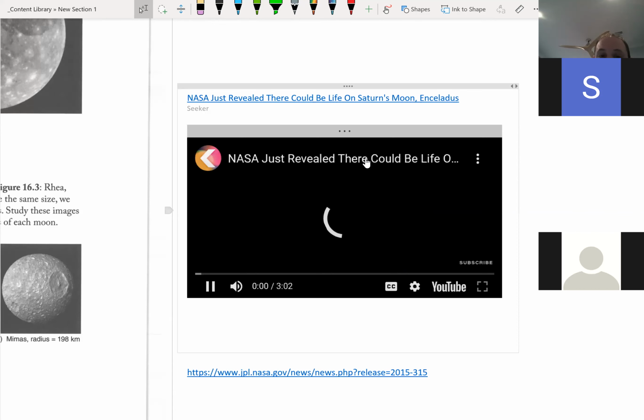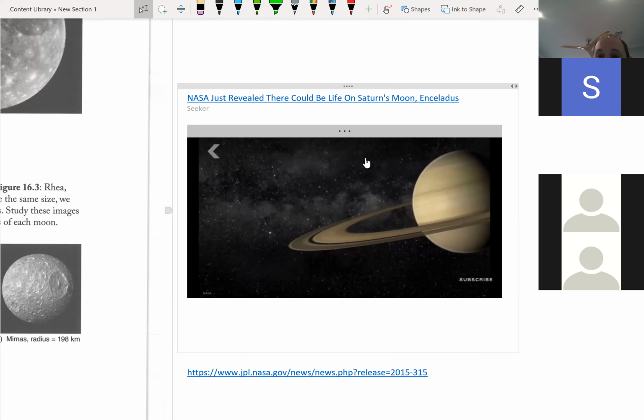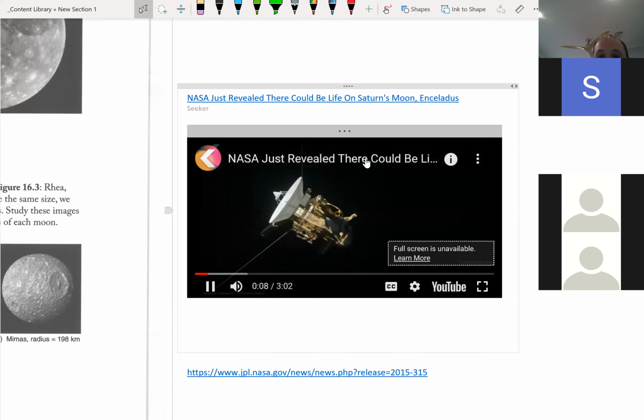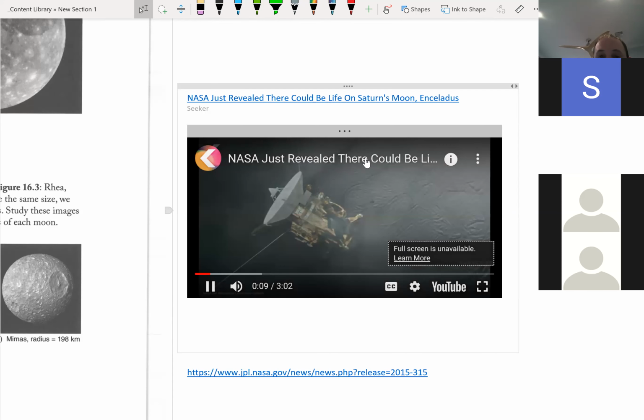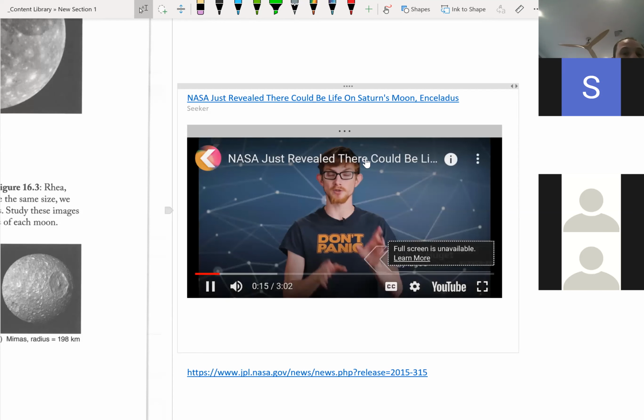This week, NASA held a live event to reveal its latest findings about Enceladus, one of Saturn's moons. Scientists announced that the Cassini space probe has detected hydrogen gas coming from cracks in the icy crust, indicating that the moon's subsurface oceans might be able to, dramatic pause, support life as we know it.